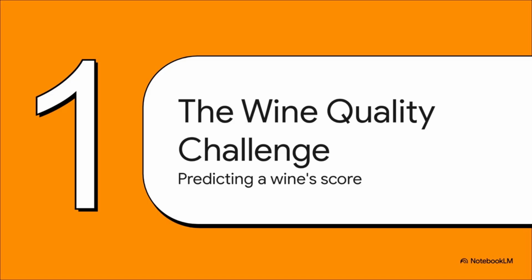All right, so this is our project, the Wine Quality Challenge. We're using a really popular data set where the goal is simple. We need to predict a wine's quality score, which is a number from 3 to 9, using nothing but its chemical data. We're talking things like acidity, alcohol content, density, just 11 raw numbers.